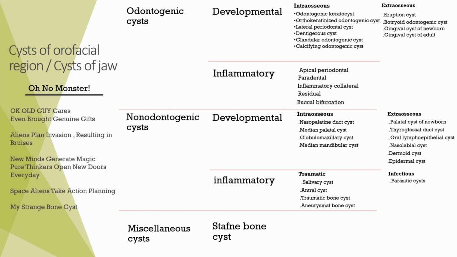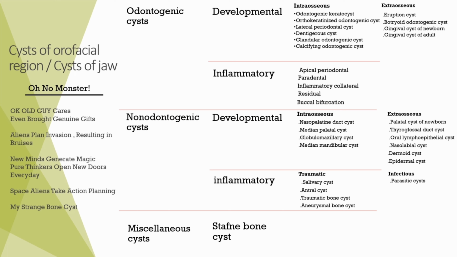Now coming to inflammatory. You must remember that both the inflammatory of odontogenic cyst and non-odontogenic cyst, I have linked with alien invasion. Whenever you see aliens in the mnemonic, remember that is inflammatory. So for odontogenic cyst, inflammatory goes like "Aliens plan invasion resulting in bruises." Aliens: apical periodontal cyst. Plan: paradental cyst. Invasion: inflammatory collateral cyst. Resulting: residual. Bruises: buccal bifurcation cyst.